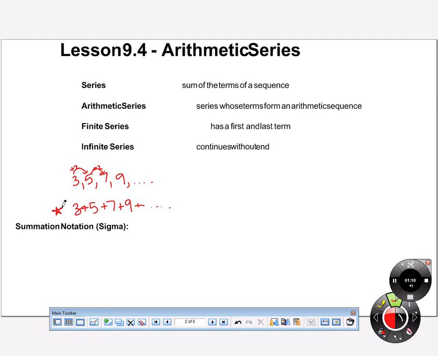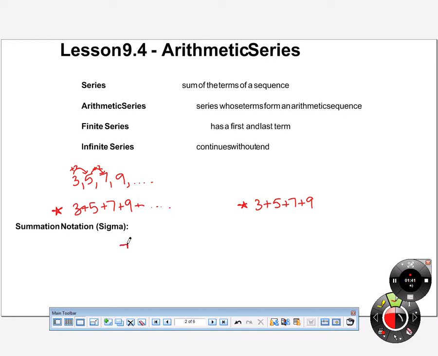You can see that word listed in our vocab. If I wanted it to end, there would have to be a distinct place that it ends, as I've written here. Okay, notice that after the 9, there's not a ... so that would be finite. So a series has a sum. If it's arithmetic, you still have a constant difference between terms like you did with your sequence. Finite means it has an end, and infinite means it does not.